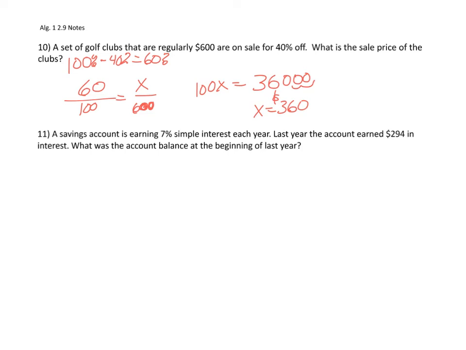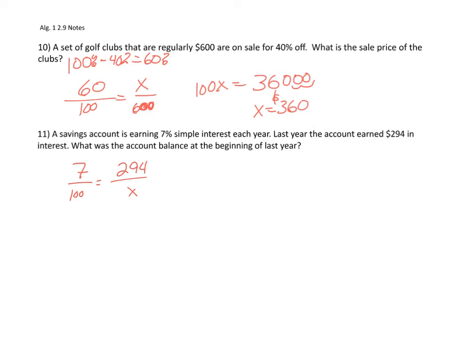Alright, number 11 is a little bit of a business problem. I like these. A savings account is earning 7% simple interest each year. Last year, the account earned $294 in interest. What is the account balance at the beginning of last year? So, we are given the information of 7% interest, so we know that ratio over 100. And we don't know what number was in the balance, but we know that we got $294 out of 7%. So we should be able to figure out what the balance was. That should be the denominator over there.